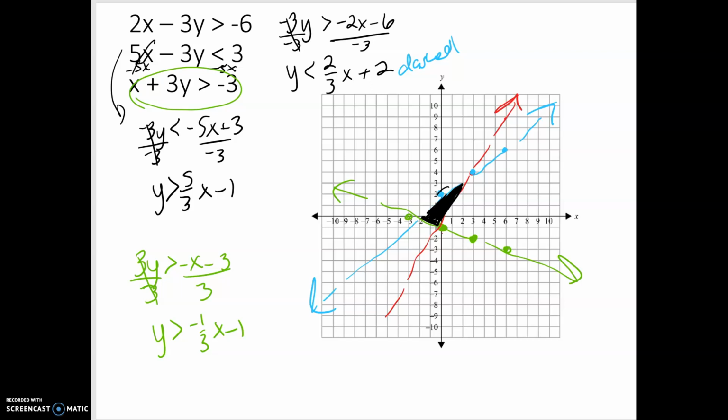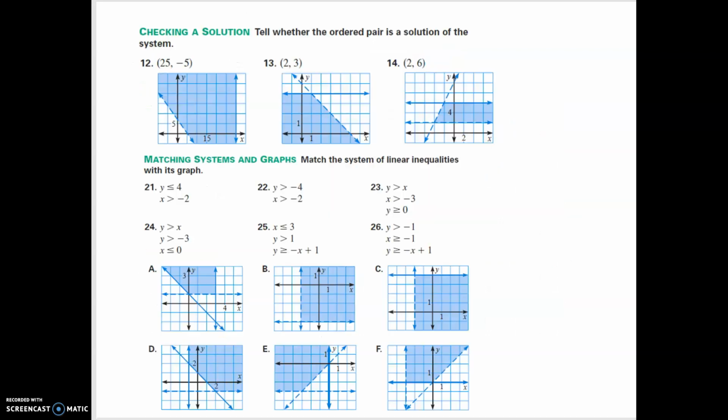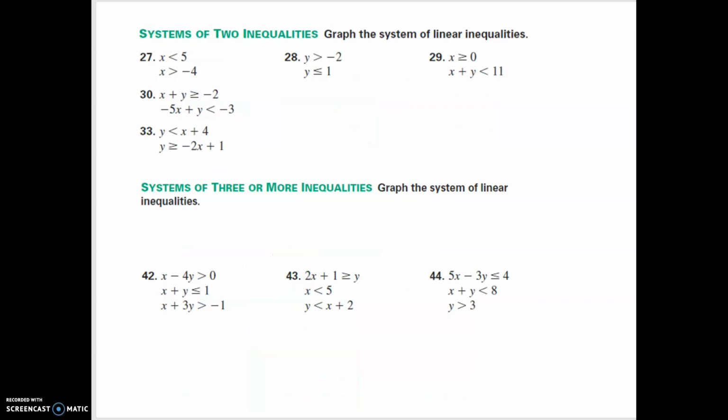Okay, your homework is actually on your notes page, so everything is together. Please do these on a separate sheet of paper. So tell whether the ordered pair is a solution. So you're figuring out whether this is in the shaded area or not. Okay, then you are matching the system with the linear inequalities. Then you are graphing.